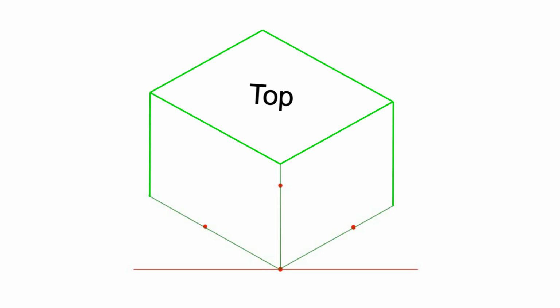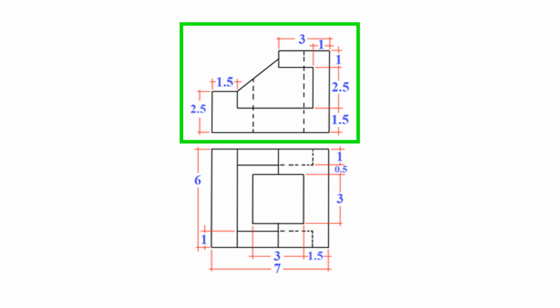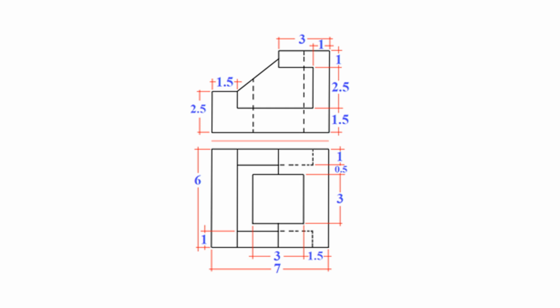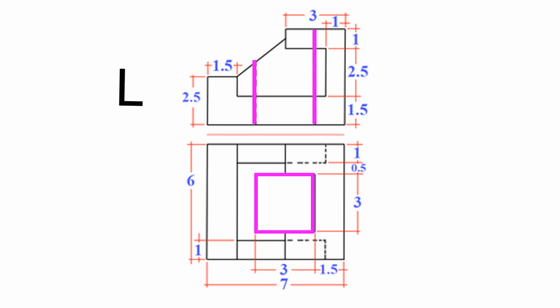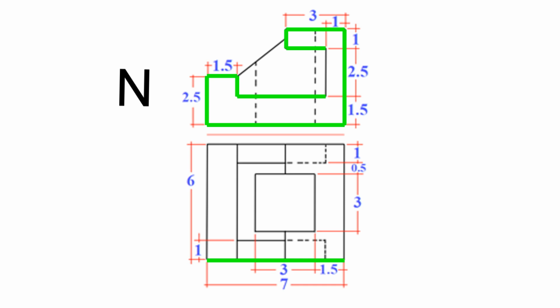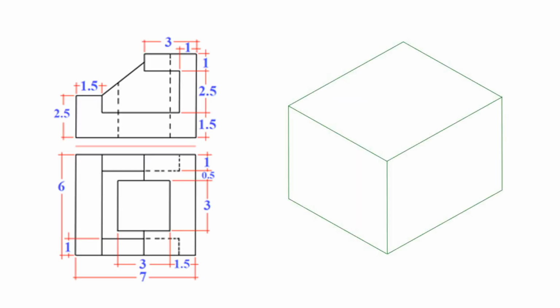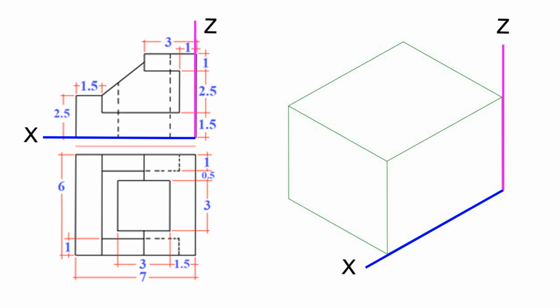Looking at the front view, we see three main features. Let's name them N, M, and L. From out to in, we'll carve them one by one, starting with feature N. Feature N is on the front plane, the XZ plane. We simply take its shape from the front view and extrude it along the y-axis, the depth direction.